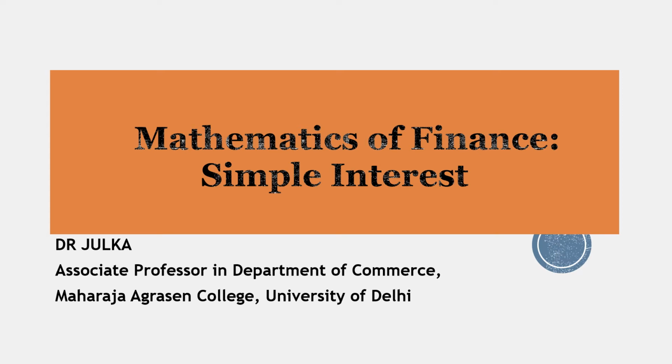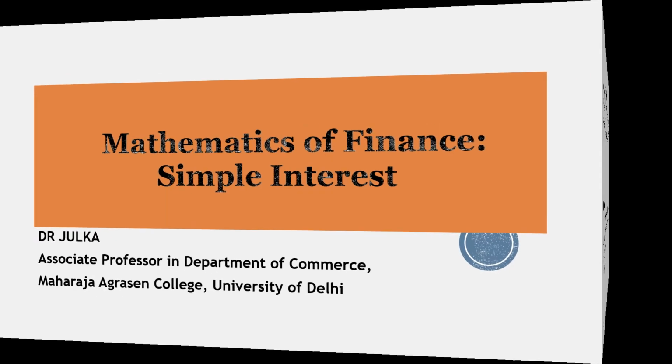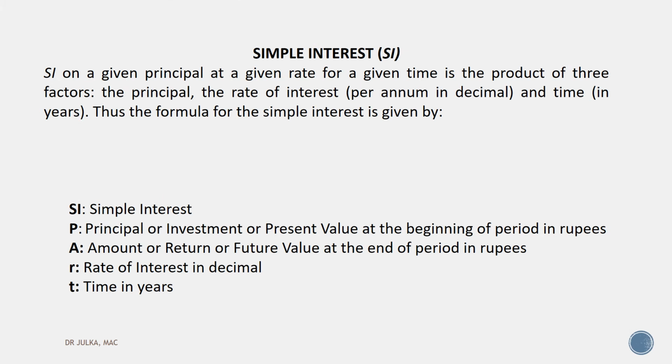Today we talk about simple interest, the first topic of mathematical finance. What do you mean by simple interest? Simple interest on a given principal at a given rate for a given time is the product of three factors: principal, rate of interest, and the time. And always remember that principal is always in rupees, rate of interest always in decimal, and time always in years.